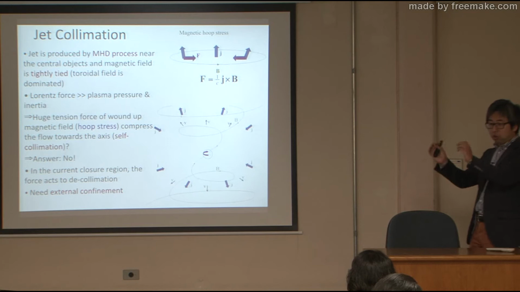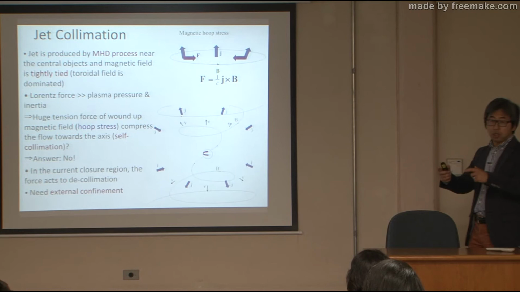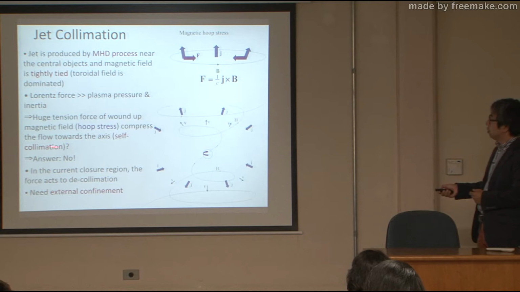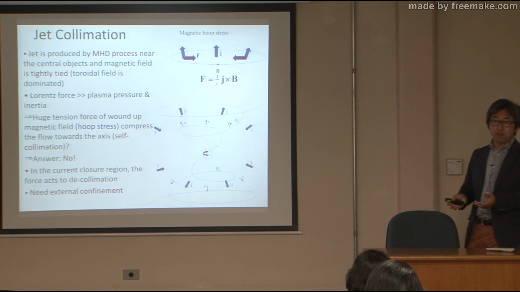In this case, the Lorentz force is much larger than the plasma pressure and the inertia. It means the huge tension force of the wind-up magnetic field makes a hoop stress that compresses the flow towards the axis region. We call this self-collimation. For young stellar objects, this kind of self-collimation works very nicely, but in the relativistic situation, the answer is no.